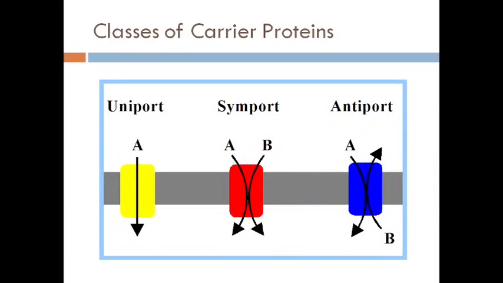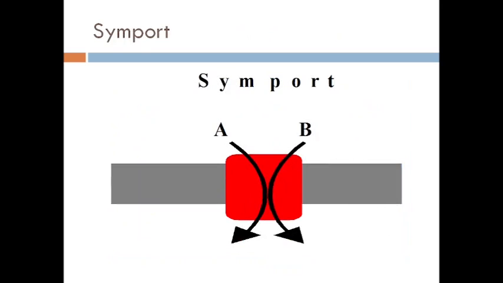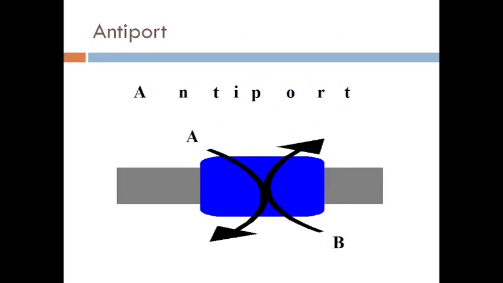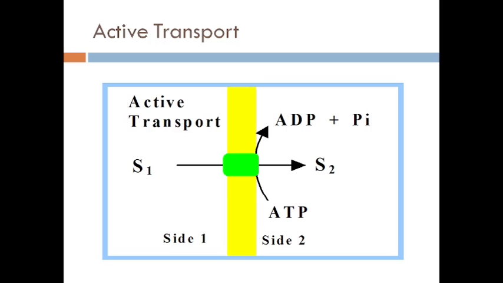These are the figures of uniport, symport, and antiport. Here we can see that in case of uniport, one single solute molecule is coming inside. In symport, A and B, two different types of solute species are coming inside, and in antiport, two different types of solute molecules, but in different directions, are coming and going outside of the cytoplasmic membrane.